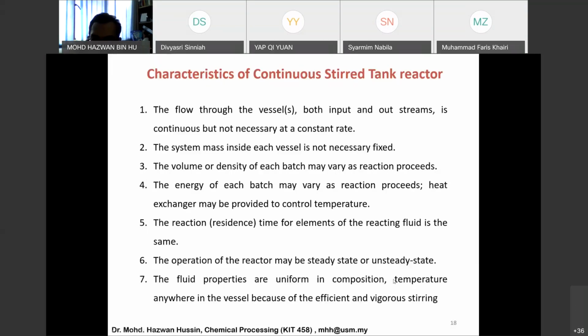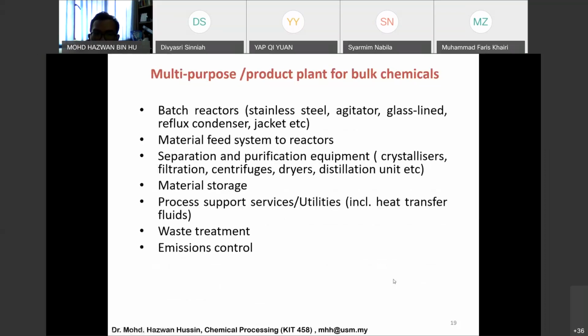So we are going to continue with the multi-purpose or the product plant for bulk chemicals. If you want to produce bulk chemicals, there are a few things that you will need in your industry. A batch reactor. Sometimes the batch reactor is made from stainless steel, sometimes from alloy, more corrosion-resistant metals, carbon steel and so on. An agitator is also needed in the batch reactor for the mixing. Glass lining.